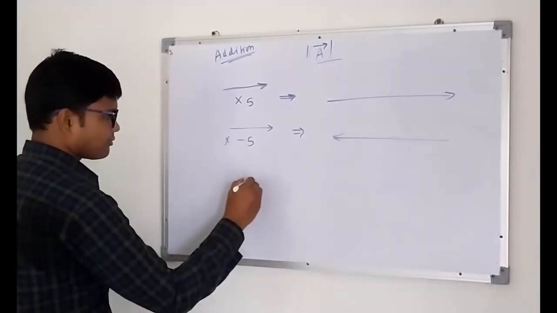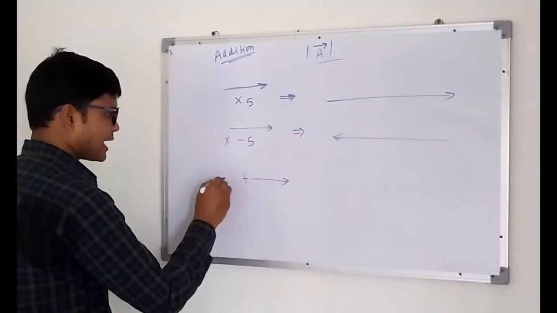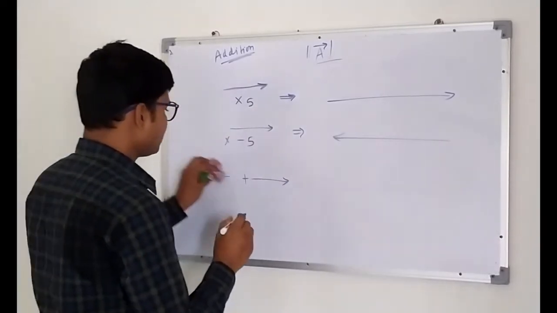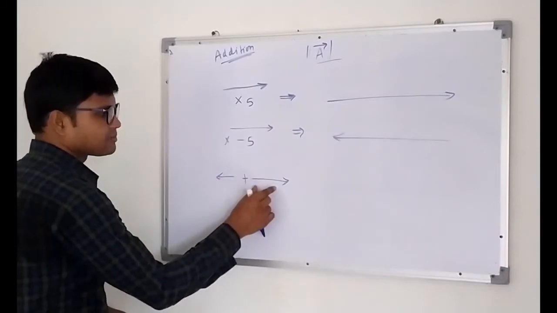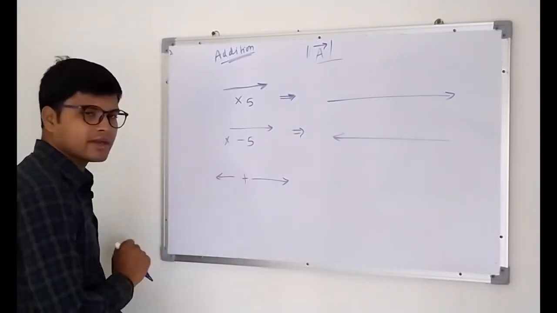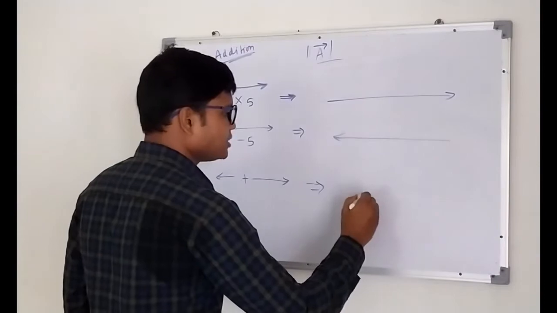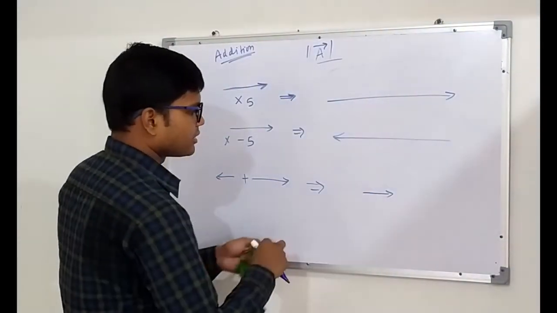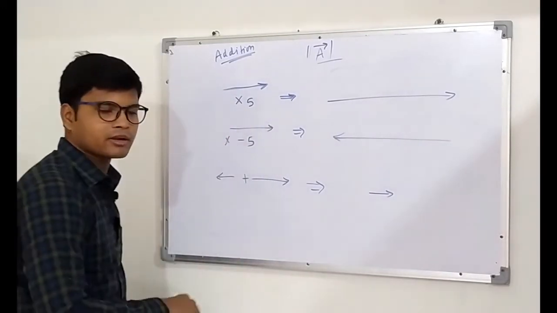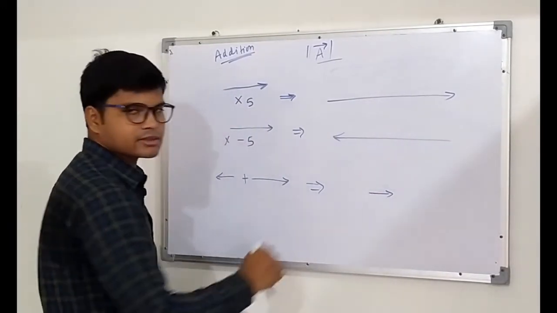Similarly, we can have this vector and want to add another vector, maybe a smaller one. What will happen? This will get subtracted because it has a different direction. So this vector will be shorter. Since this vector is smaller than this one, it will reduce the size of the vector, but it will remain in this direction.